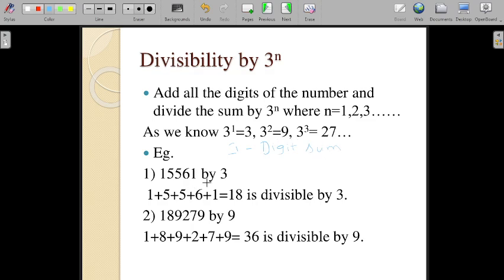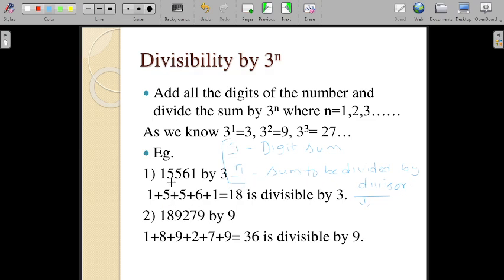Digit sum should be found, and the second step is the sum to be divided by the divisor. Here the main thing is the divisor should be a multiple of 3. So when the divisor is a multiple of 3, then only these two steps should be followed.